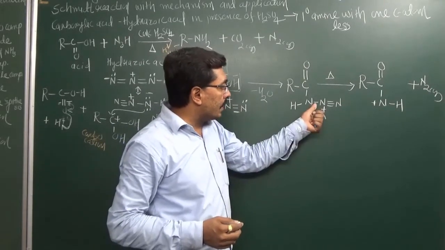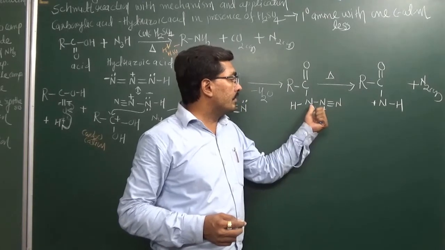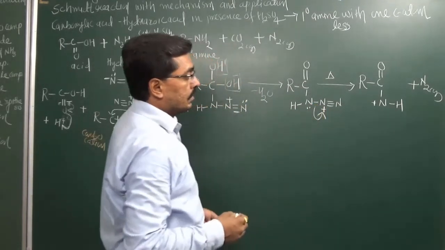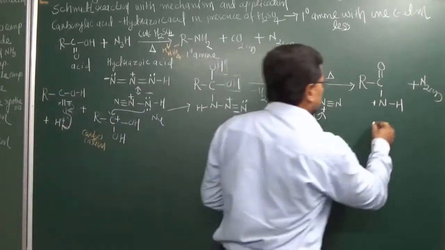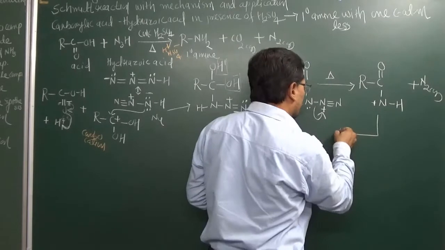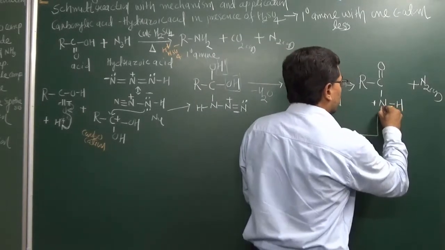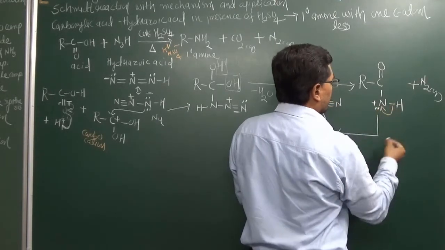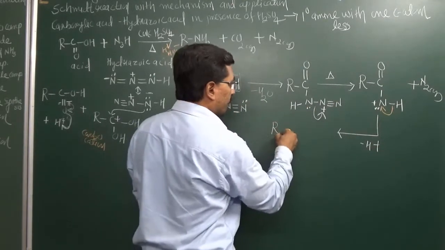Now this bond electron pair is taken by this nitrogen, so nitrogen will get a positive charge. Now this nitrogen having a positive charge, in order to obtain stability, will take electrons from this bond. So this bond electron pair transfers onto nitrogen, and as a result H plus ion loss will occur, and we get this type of structure.